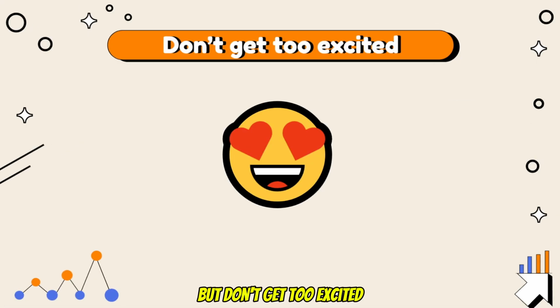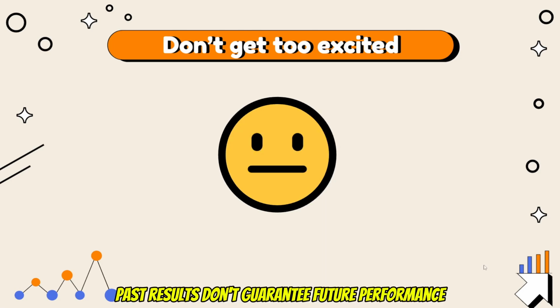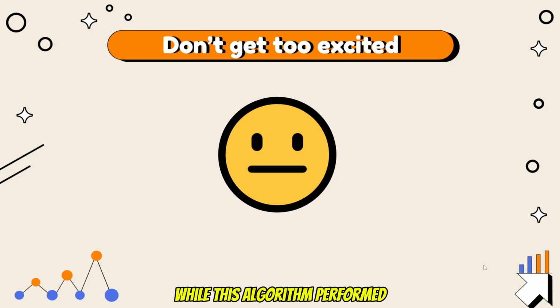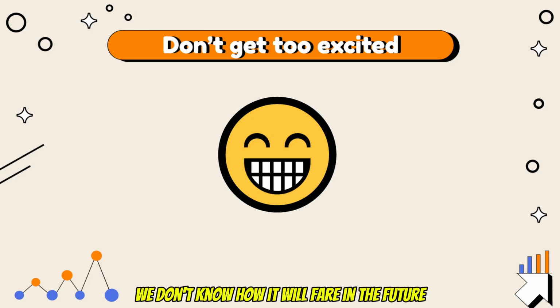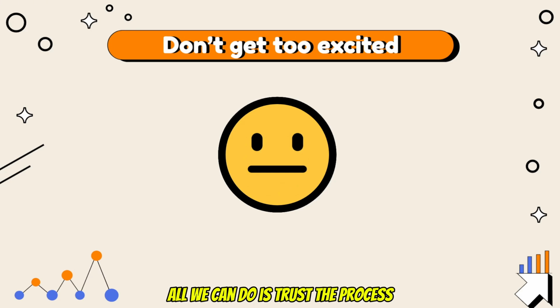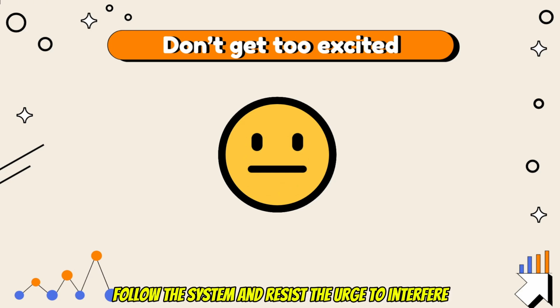But don't get too excited. This is just a small sample size, and you have to understand that past results don't guarantee future performance. While this algorithm performed exceptionally well in 2024, we don't know how it will fare in the future. All we can do is trust the process, follow the system, and resist the urge to interfere.